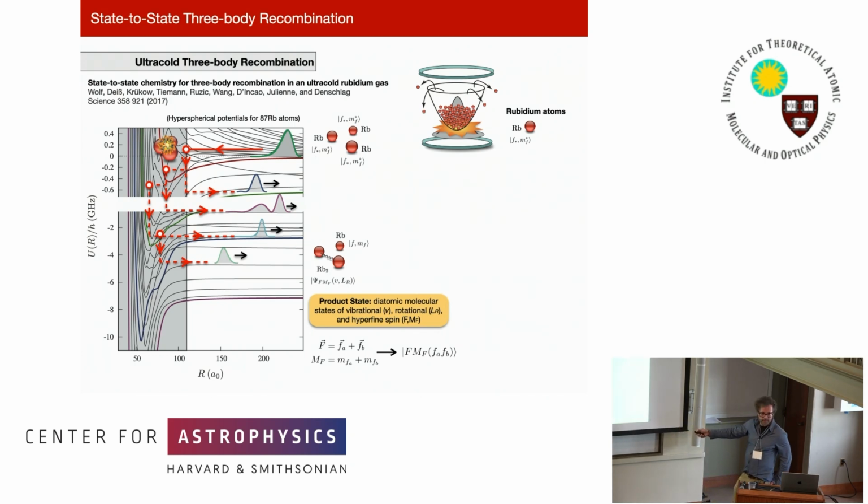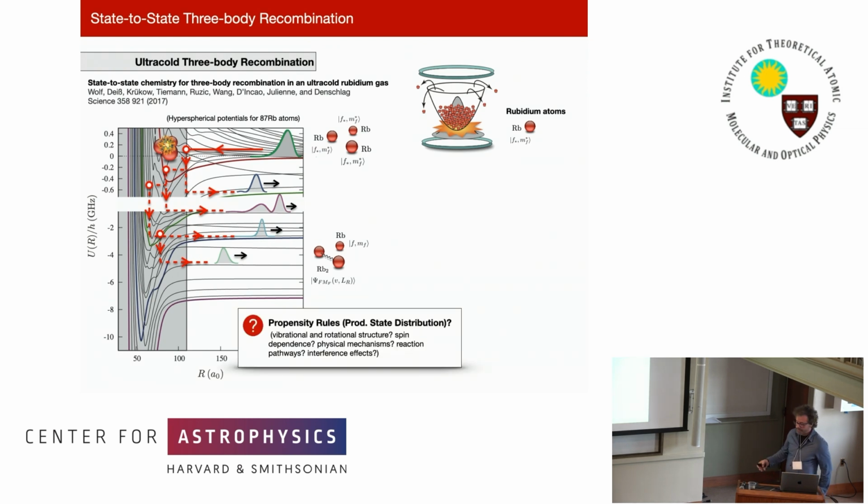In our case, like was said before, those are diatomic rubidium, rubidium dimers. They are characterized by vibrational and rotational quantum numbers, but also the hyperfine quantum numbers. Here I have F and MF. F is the two-body total angular momentum, and its projection. That's the spin state in which I'm going to label a lot of the molecular states that we are going to be moving on.